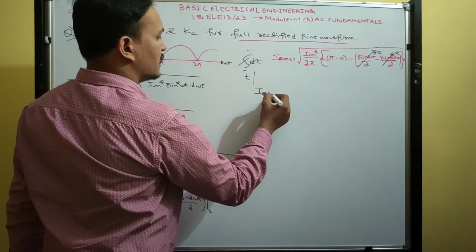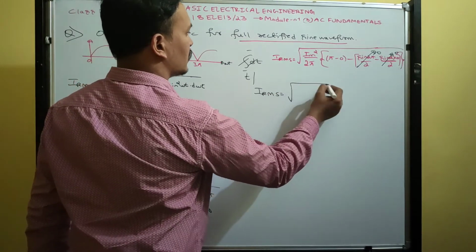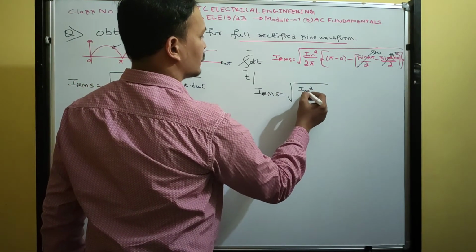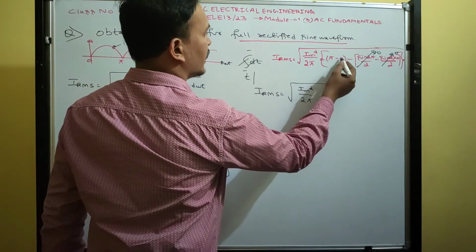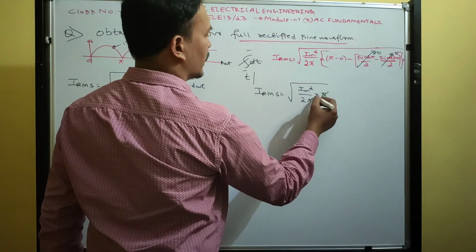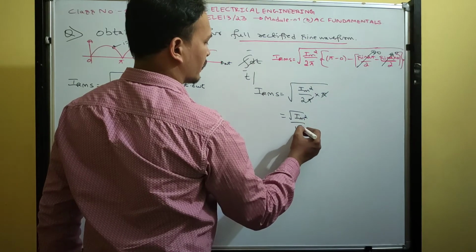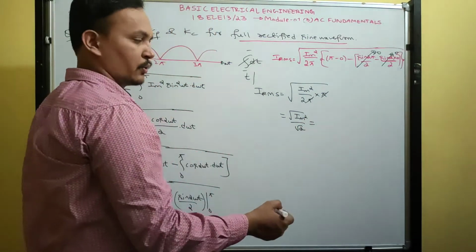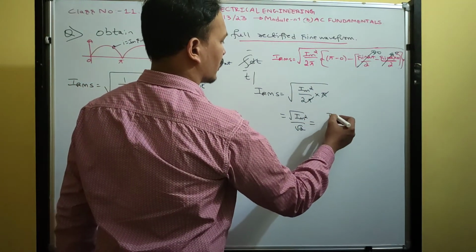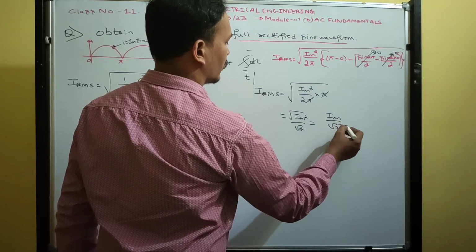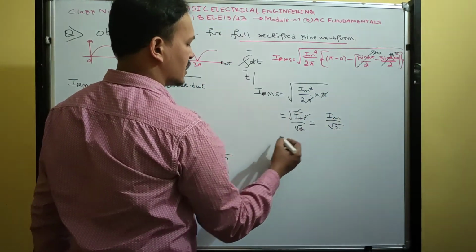Therefore, IRMS is equal to the whole square root of Im square by 2 pi, times pi minus 0. What is pi minus 0? Pi. Now pi gets cancelled. So finally we can write root of Im square by 2, which will become what? Im by root 2. This gets cancelled. You get Im by root 2.